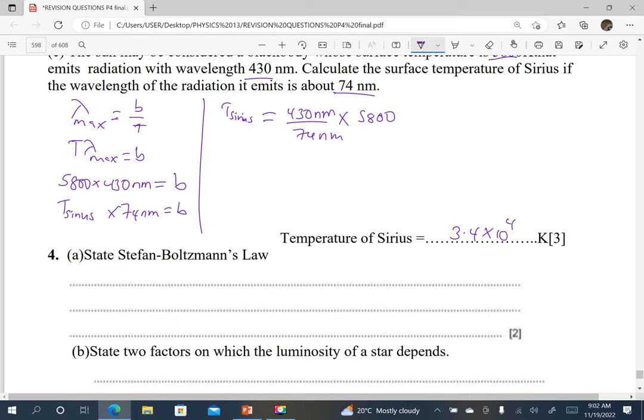State Stefan-Boltzmann's law. That is very easy. The power per unit area radiated by a black body is directly proportional to the fourth power of its thermodynamic temperature. Remember, the power radiated is the luminosity.